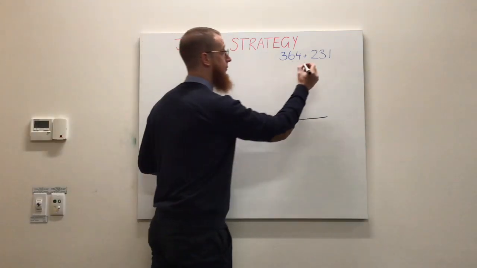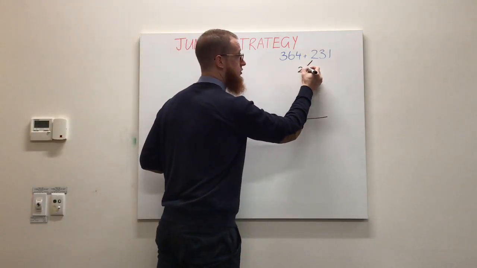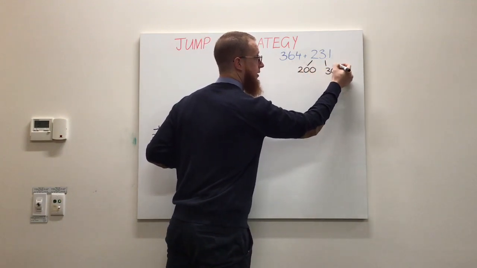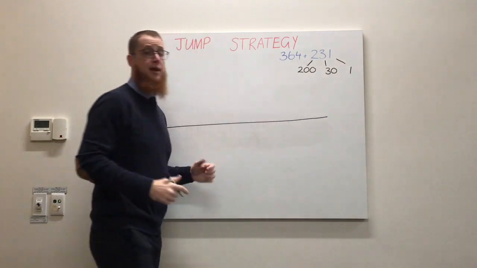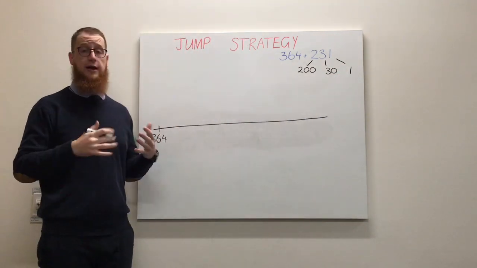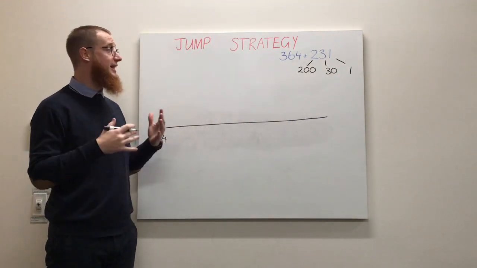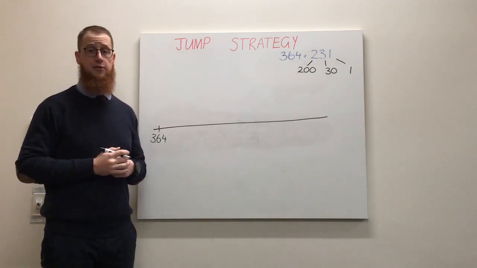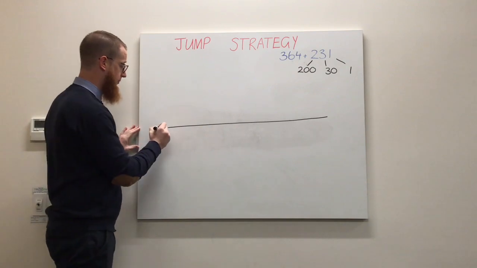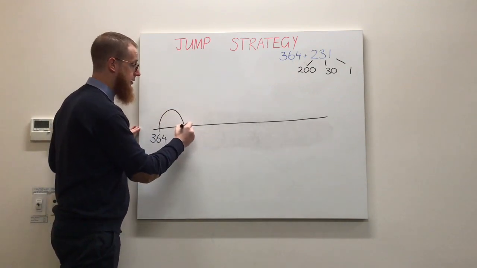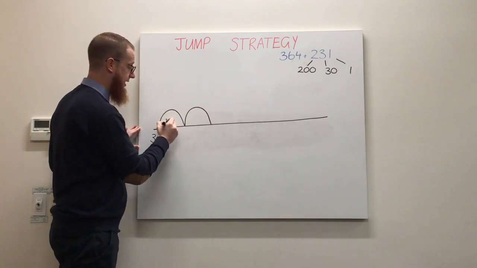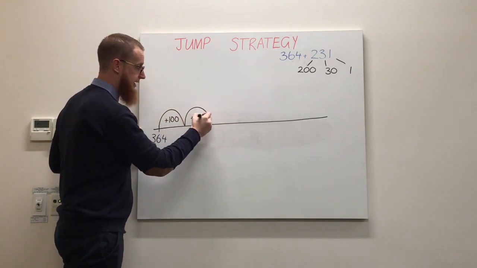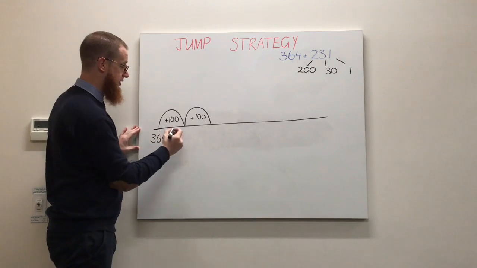My 231, I can break up and show as 2 lots of 100, 3 lots of 10, and 1 lot of 1. Therefore, to solve 364 plus 231, I need to add on 2 jumps of 100, 3 jumps of 10, 1 jump of 1. Let's get to it. 364 plus 2 jumps of 100. Again, really important that we show the value of each jump as well as where we land after each jump.